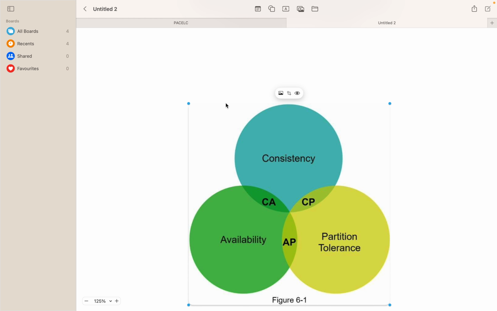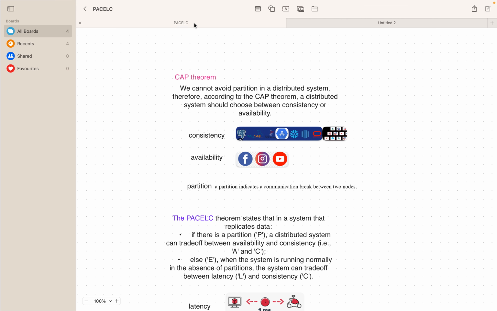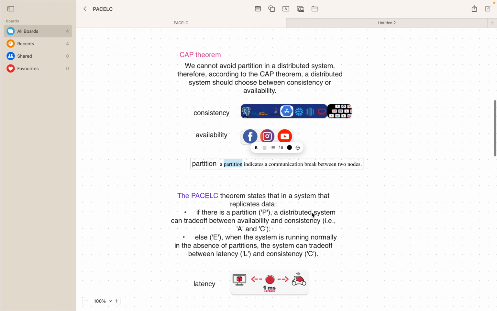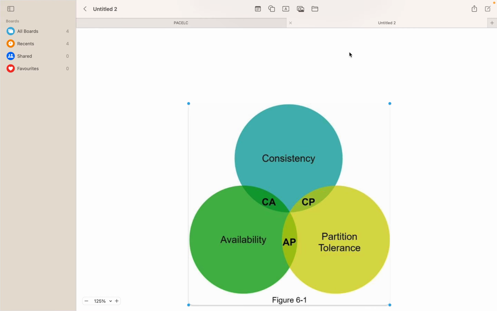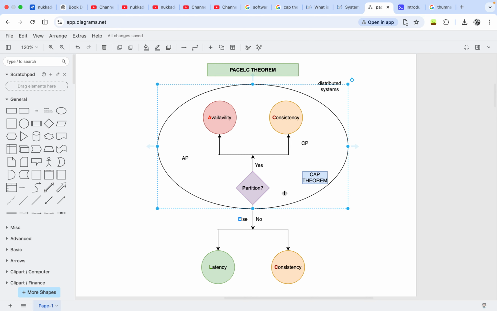Generally we are talking about partition, not partition tolerance. So remember, when partition happens, that is, a network failure happens, then we go through these systems. Cool. If partition happens and we choose availability, then it is an AP system. If we choose consistency, then it is CP.